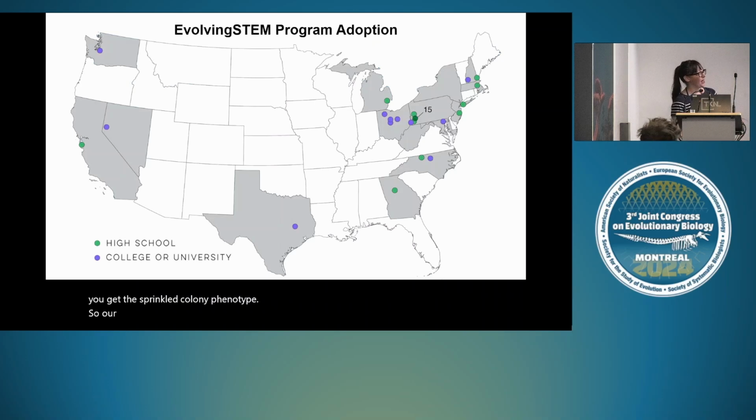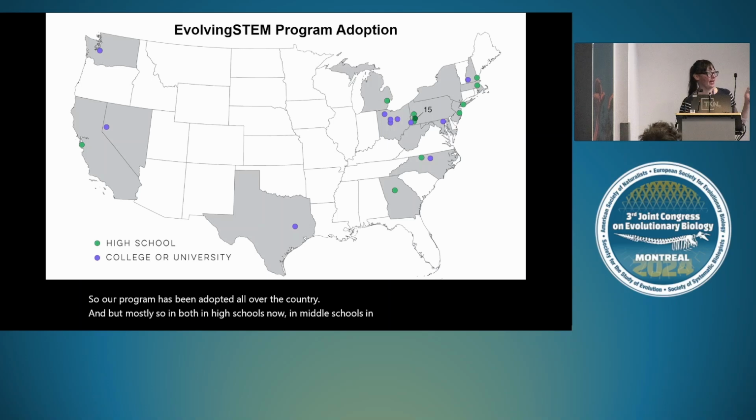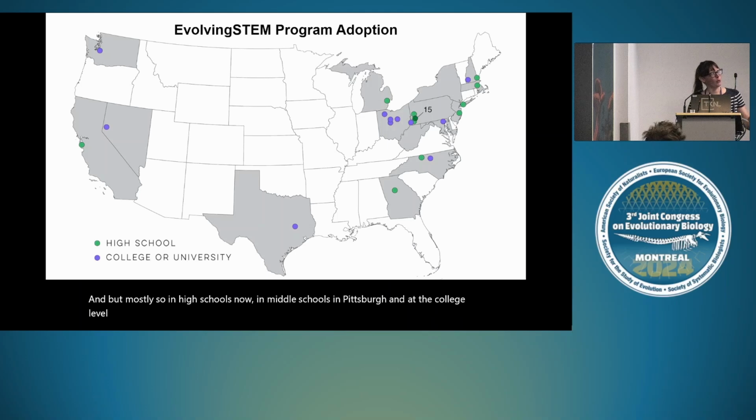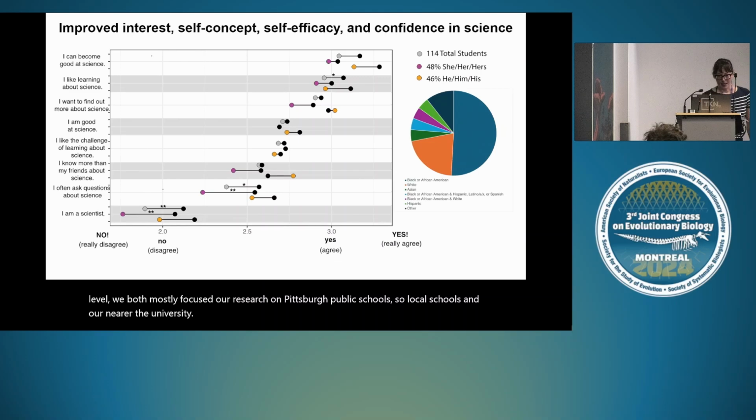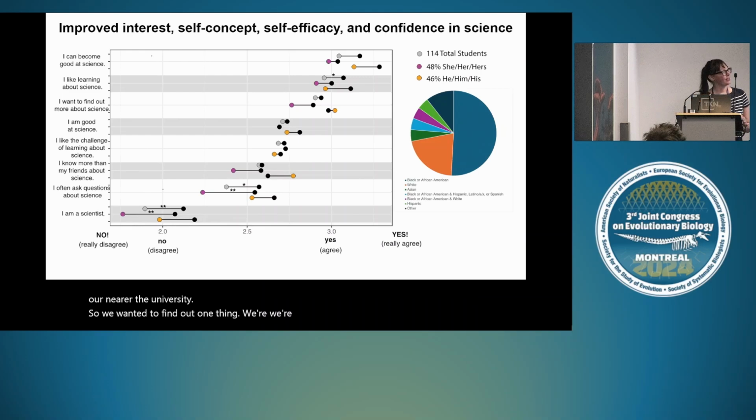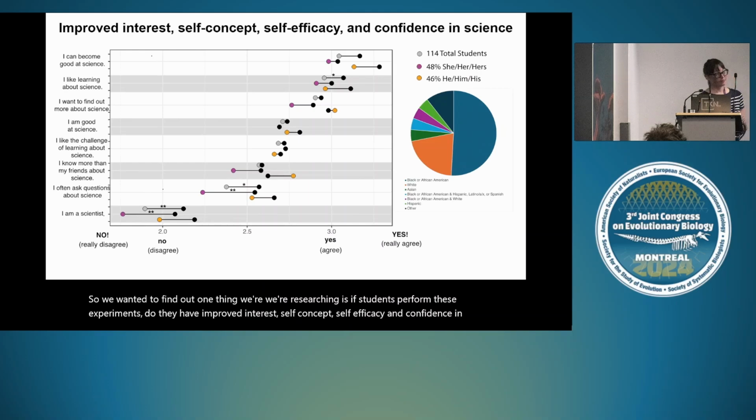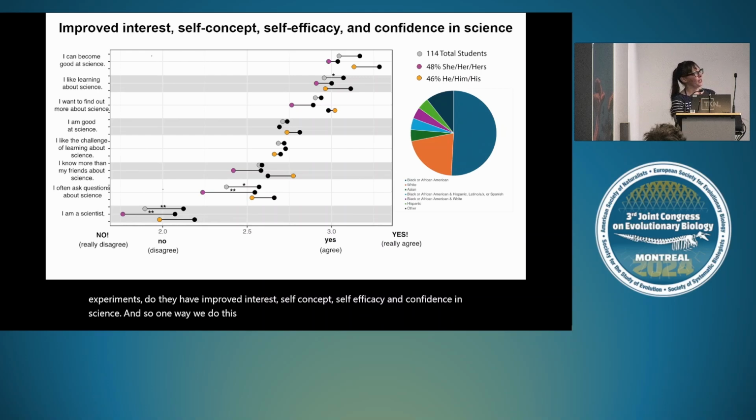So our program has been adopted all over the country, both in high schools, now in middle schools in Pittsburgh, and at the college level. We've mostly focused our research on Pittsburgh public schools, local schools near the university. One thing we're researching is, if students perform these experiments, do they have improved interest, self-concept, self-efficacy, and confidence in science? One way we do this is to give students pre-surveys before they have done the experiment and post-surveys after.